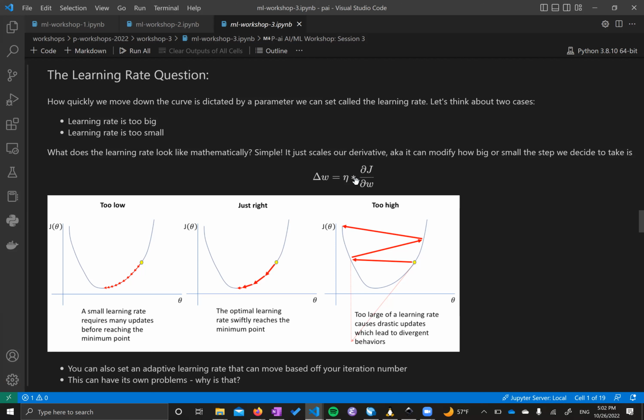And that's why this simple little scaling factor in front of this partial J partial W really changes how we navigate to the local minima in our error landscape. Does all this make sense so far? Any questions?